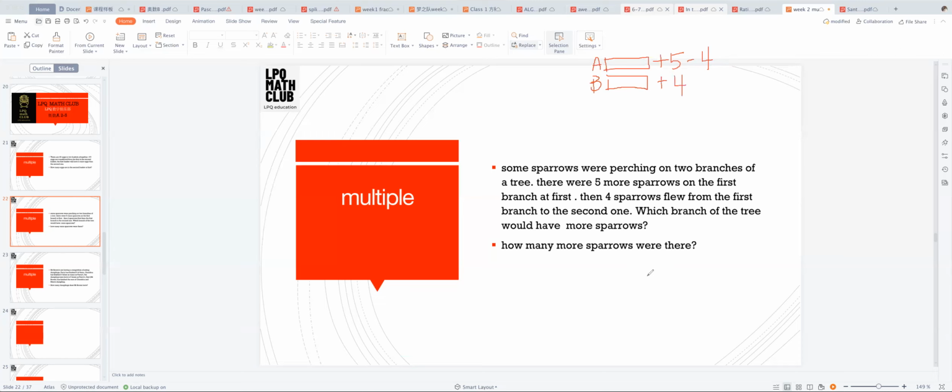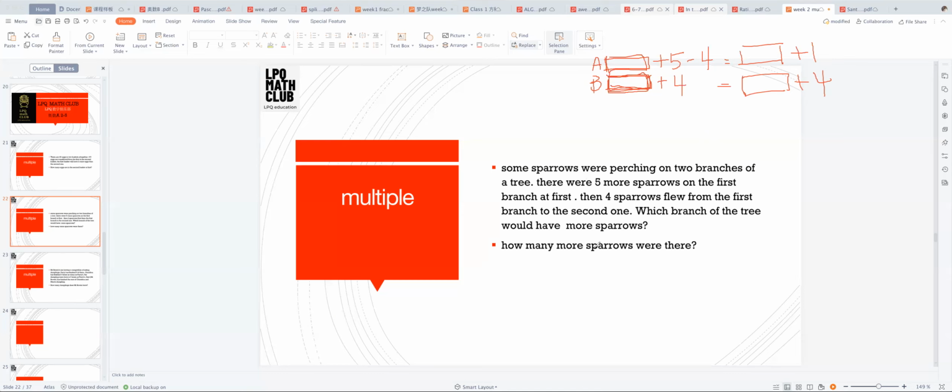Can the A box and B box be the same? Yes, the A box and B box are the same, because the number of sparrows in the box is the same. So you take a look at this one. A right now has how many? It is the box plus 1 sparrow, and B is the box plus 4. So who has more? B box, of course, B box has more sparrows.